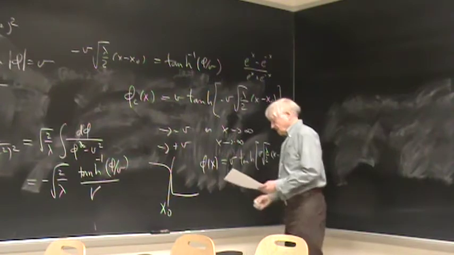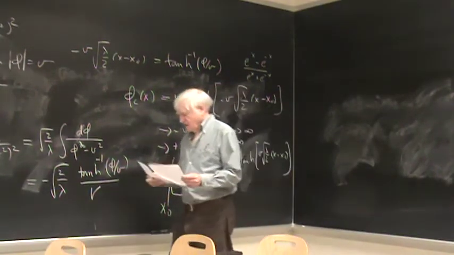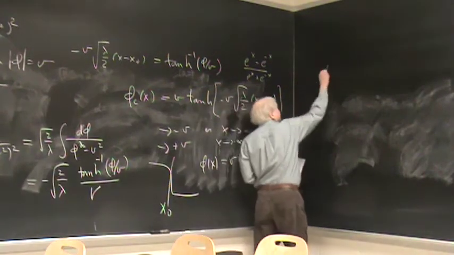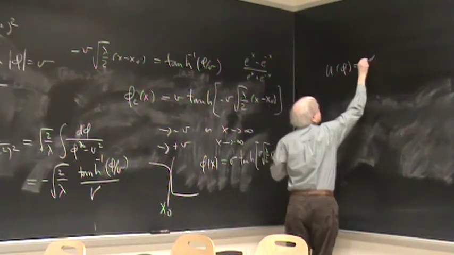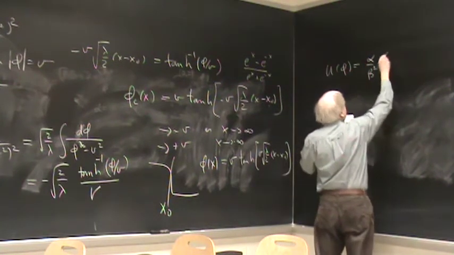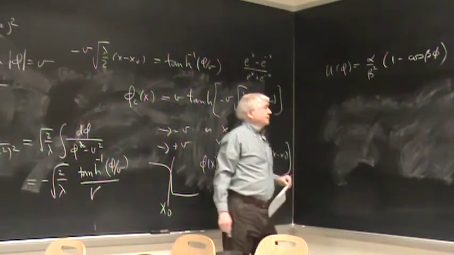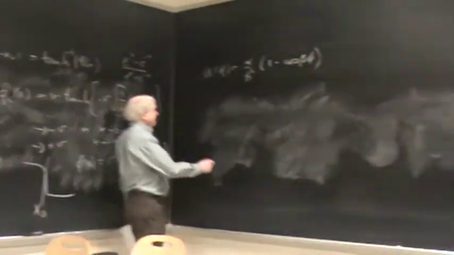All right. There's another famous soliton, and it's the Sine-Gordon soliton. I talked a little bit about this a couple of lectures ago. Let me just give you the details for this. In this particular case, U of phi is alpha over beta squared times (1 minus cosine beta phi). So now, let's just look at what cosine does. Cosine starts out at 1.